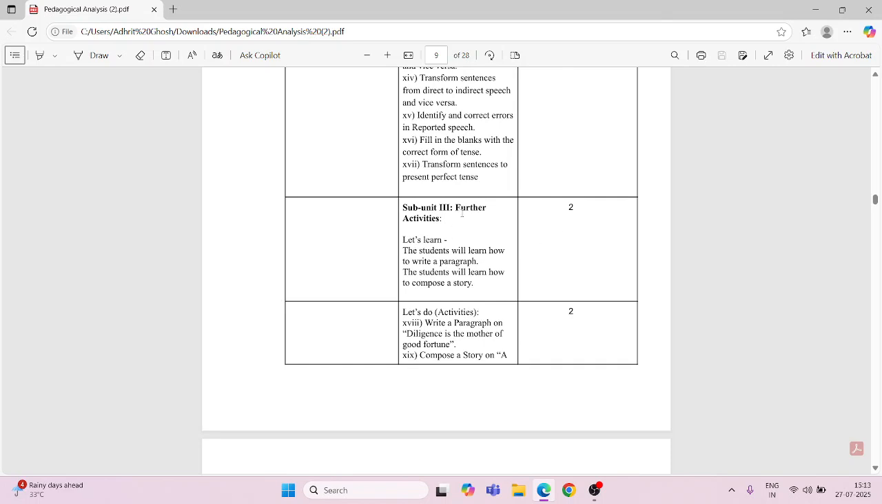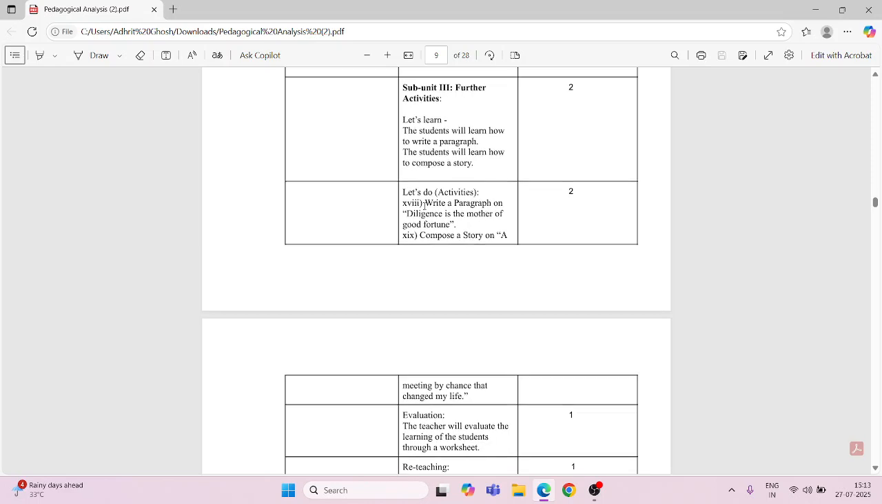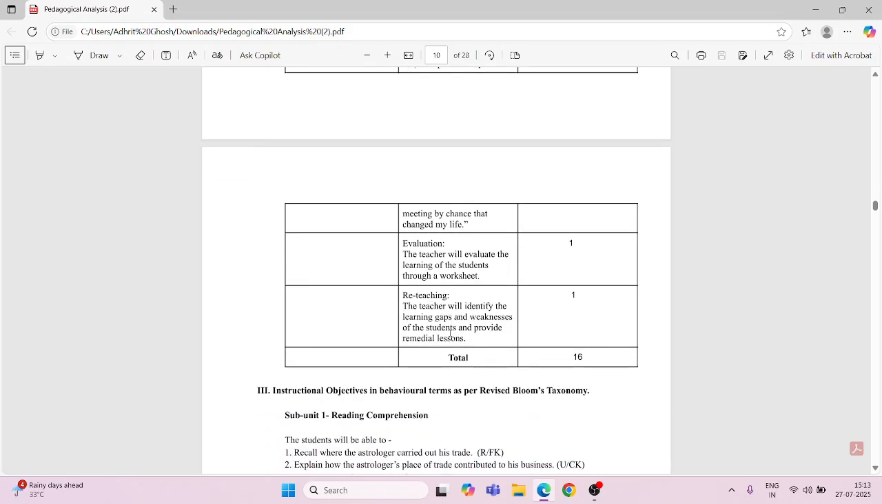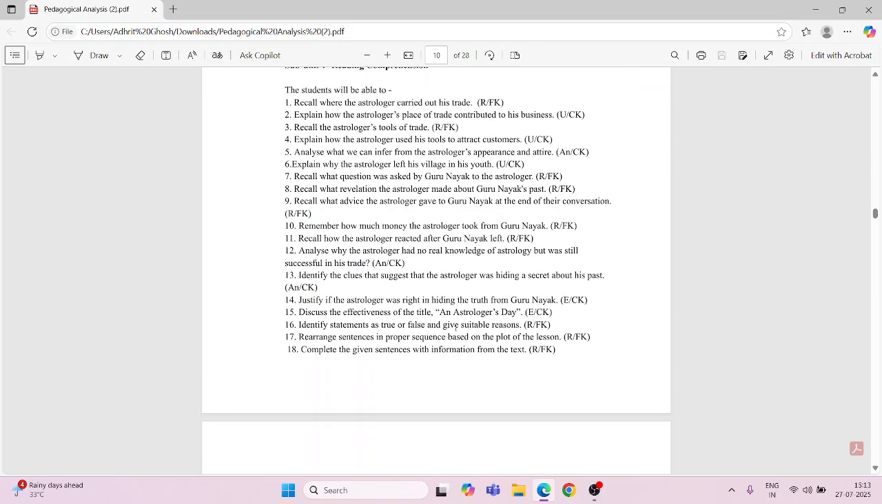And then subunit 3 comes, where you have the further activities, where again, let's learn here. The writing skill activity you are teaching the students is paragraph writing and story writing. So you teach them that theoretically, and then you make them practice how to write a paragraph and how to compose a story. Finally, you give evaluation. You evaluate the students based on a criterion reference test, and you diagnose wherever the deficits are in the students, and then you reteach it once again. So totally, you require tentatively this many periods. So you record the total number of periods that you have required for the lesson.